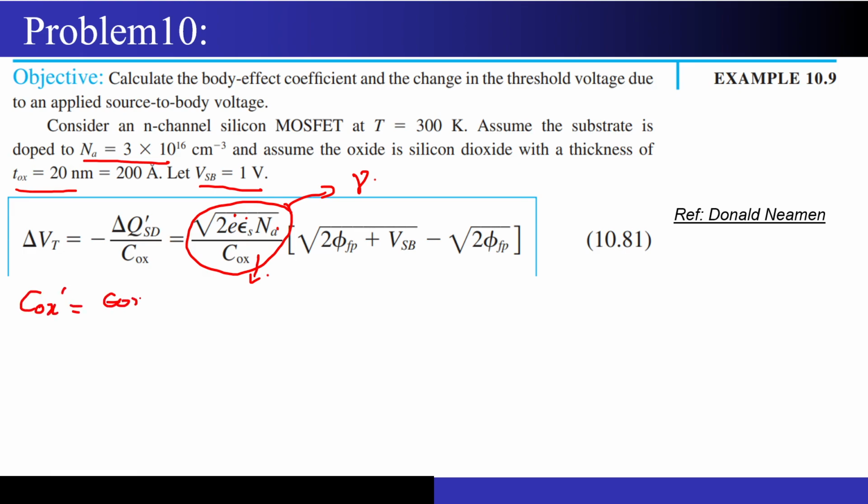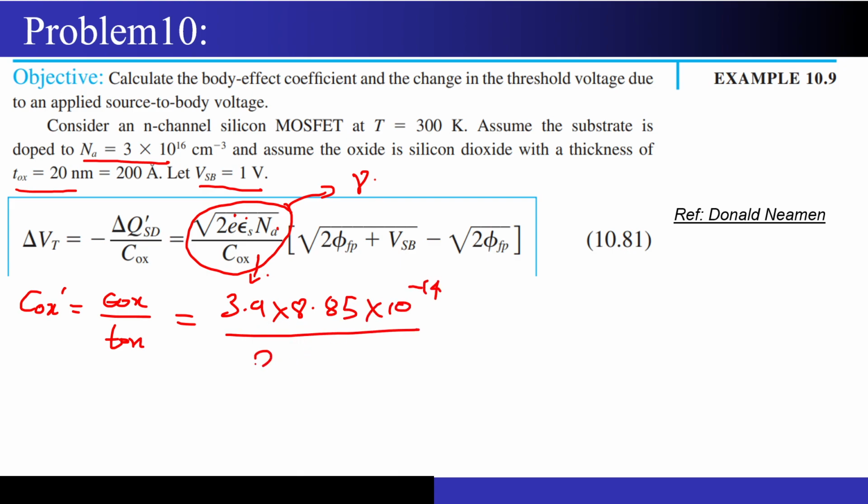What is it? Epsilon ox by Tox. And what is the value of epsilon ox? 3.9 into 8.85 into 10 to the power minus 14, correct? And what is the value of Tox? The Tox is 20 into 10 to the power minus 7. So if you just calculate this value, it will come out to be around 1.726 into 10 to the power minus 7 farad per centimeter square.